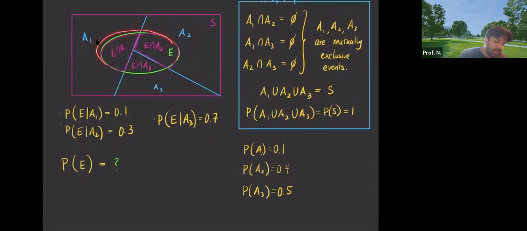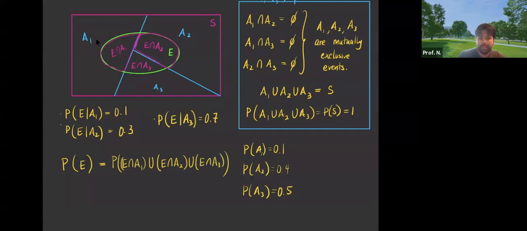So do you notice that the probability of E would be the same if you take the probability of E intersect A1, and that's one set. I'm going to union that with the set E intersect A2, union E intersect A3. Does everybody follow what I just did? I rewrote E as a union of mutually exclusive events, and each of those events is written in this way. Now, because these are mutually exclusive, let me just write that.